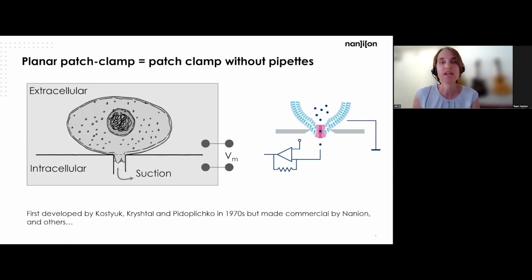Planar patch clamp, on the other hand, doesn't involve pipettes, but rather a planar substrate. Although it was first described in the 1970s by Kostyuk and others, they used a polymer substrate and very large holes in the order of 40 micrometers or more, and very large snail cells, not mammalian cells. In the 1990s, it became apparent that there was a need for higher throughput patch clamp on mammalian cells, and companies such as Nanion sought to come up with a planar chip that could be used to record ion channels from mammalian cells in an easier and higher throughput manner.